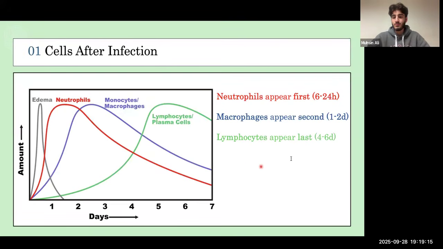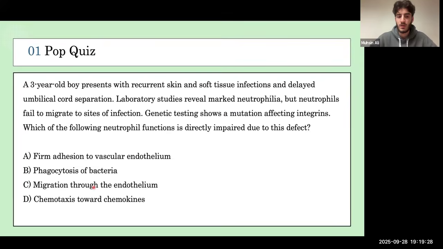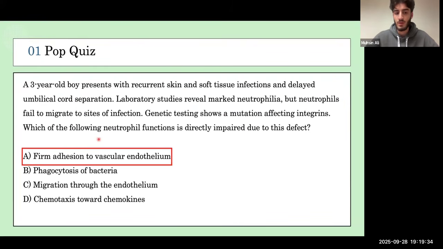Now, okay, so someone is asking, it would be C if it's PECAM. So let's look at the question real quick. Let's say it says genetic testing shows a mutation affecting PECAM. So it would be C, migration through the endothelium. Exactly. And again, just to make it stick, migration is through PECAM, adhesion by integrin, and rolling by selectin.